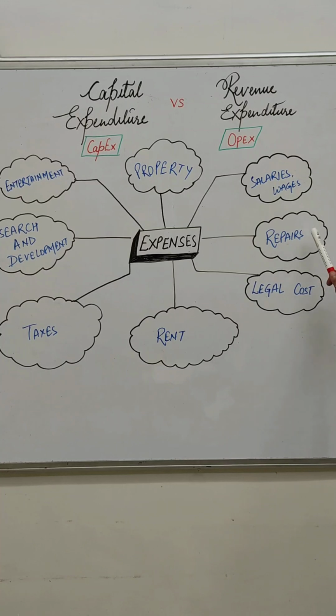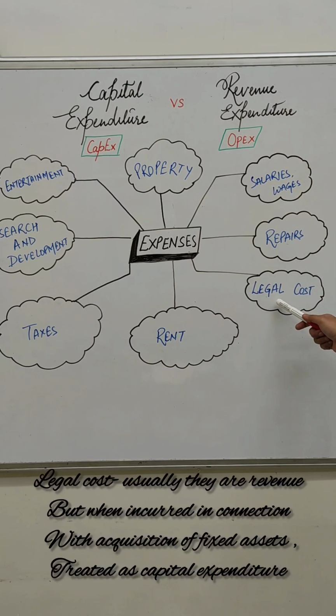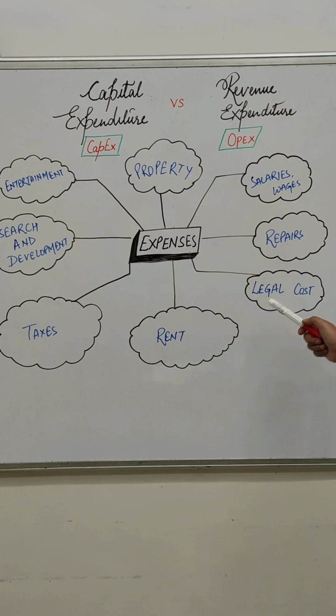Repairs. The next item is repairs, and for repairs we have two parts, a major repair or an ordinary repair. If we are doing any kind of major repair, it will be shown as capital expenditure, and any other minor repairs whose benefits can be exhausted within a year will be called a revenue expenditure. Legal cost, since the benefits can be availed over a long period of time, is called capital expenditure.